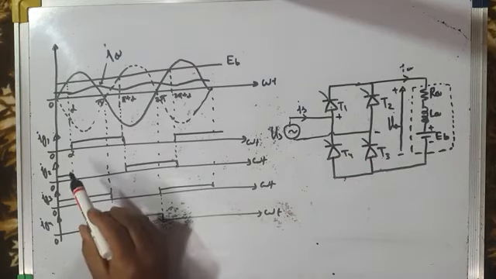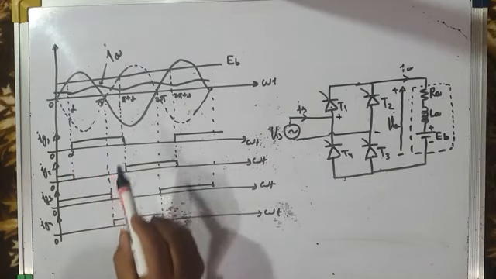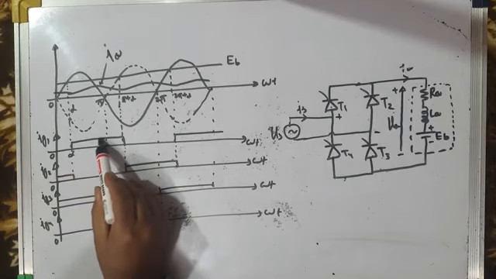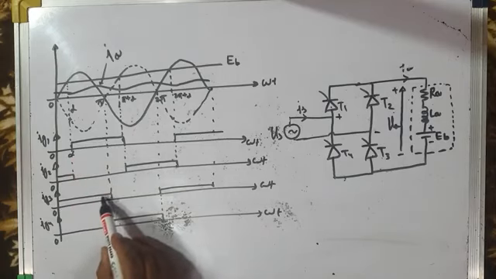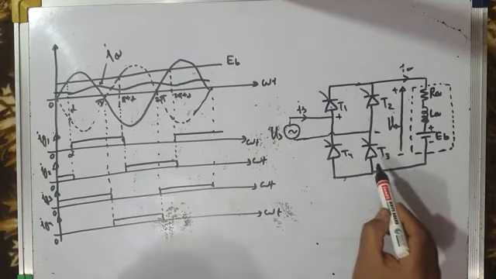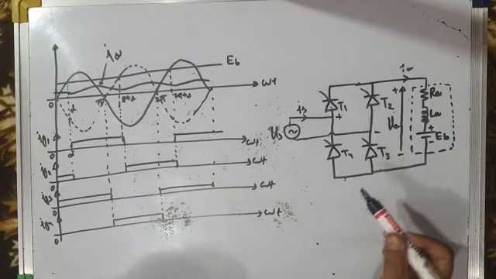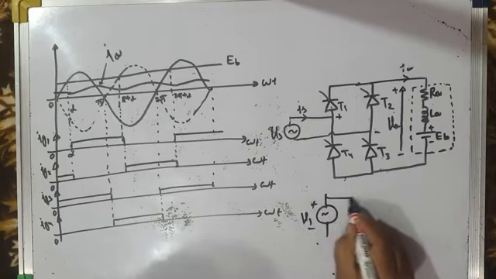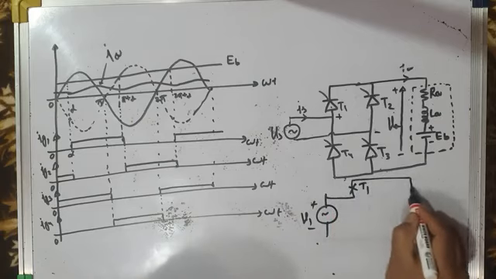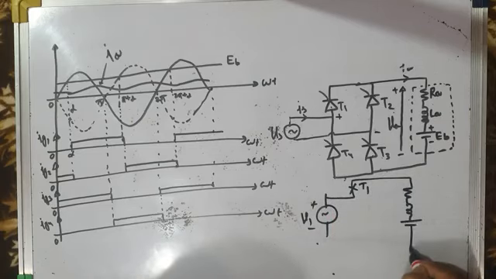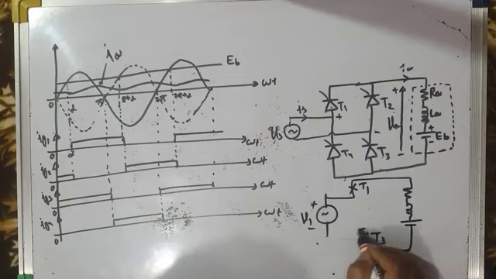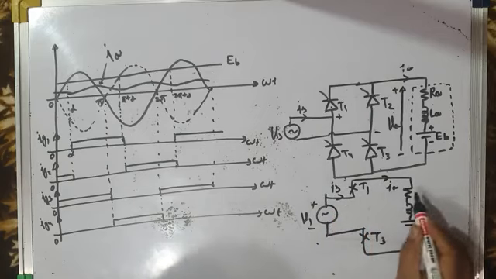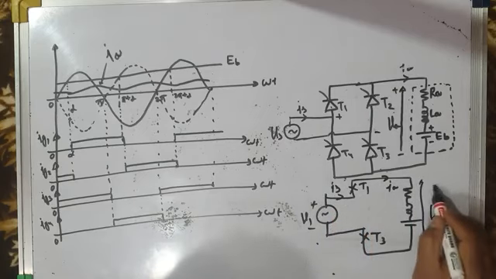Is T1 and T3 pair fired from alpha to pi? Let's try to find that. This is alpha and this is pi. During this period, Ig1 is high and Ig3 is also high. That means T1 and T3 both are fired. They will immediately go into conduction, and equivalent circuit will be like this. This is source voltage. T1 is conducting, it is on. This is the load, and T3 is also conducting because its firing pulse is also high, and source current Is is same as load current, armature current Ia, and this is load voltage, armature voltage.